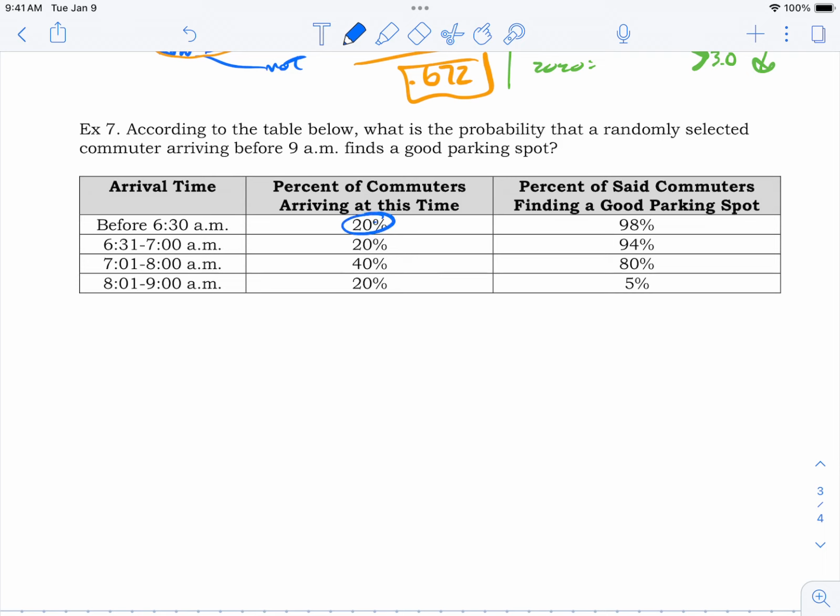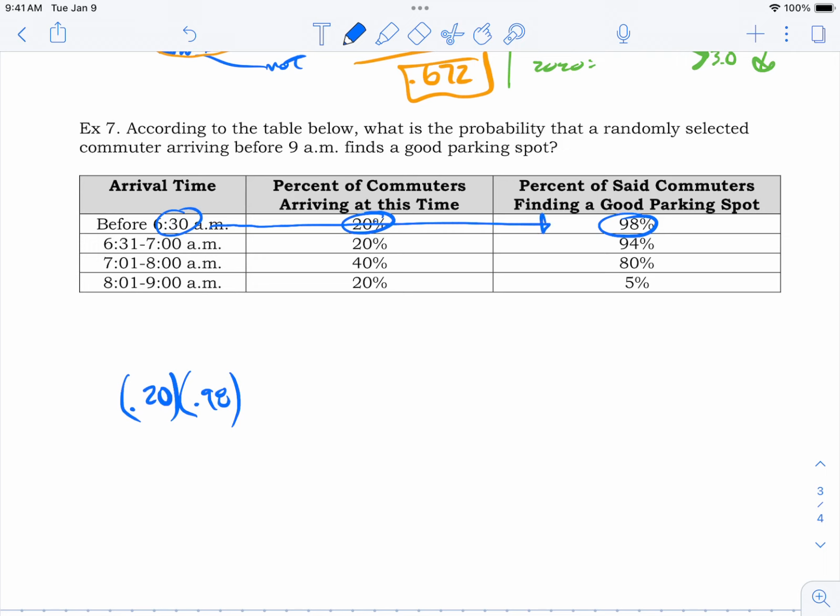Okay, so 20% of the commuters are arriving before 6:30, and they all have a 98% chance of finding a good parking spot. So if you happen to choose one of those 20% arriving before 6:30, they will have a 98% chance of finding a good parking spot, right? So the probability of getting from here to here is 0.2 times 0.98. And then another 20% are arriving between 6:30 and 7. And so to get to there, 0.20 times 0.94, it looks like.